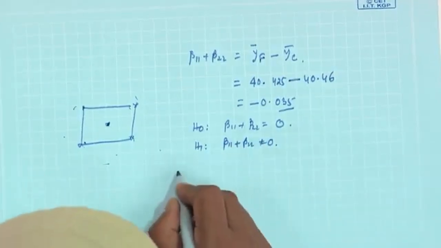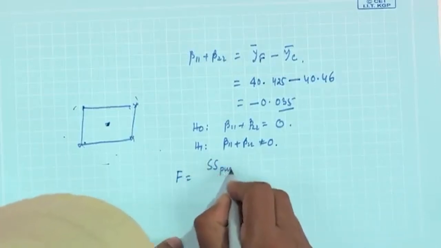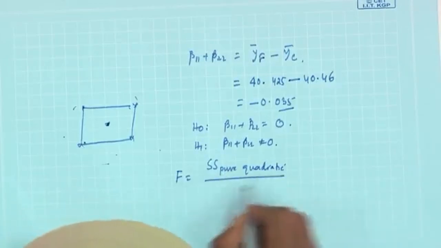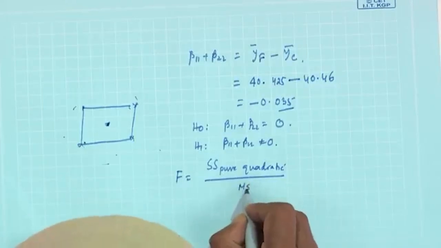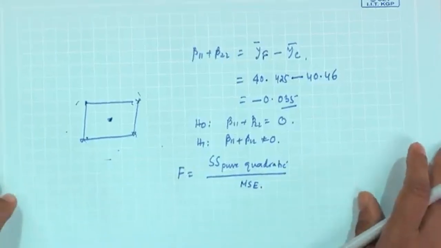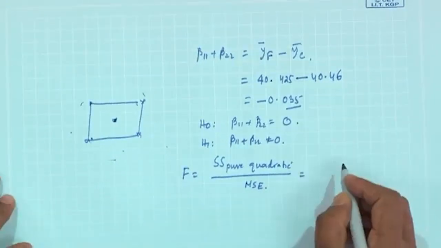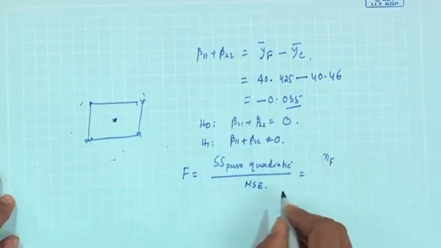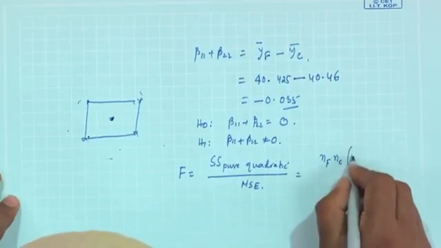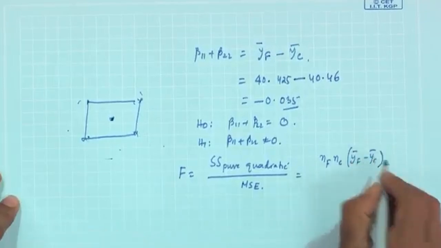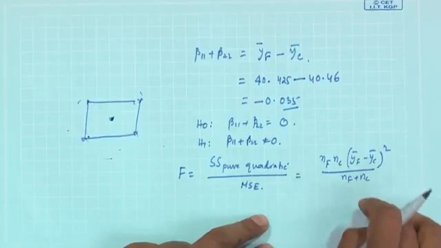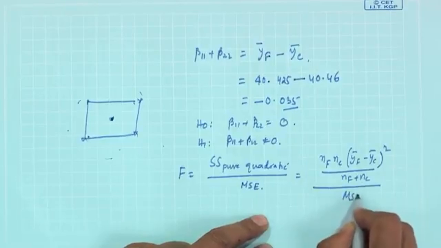So, what do you require to do now? In order to conduct the F test, you require to know SS pure quadratic divided by, obviously, sigma square, that is MSE. Now, how do you get SS pure quadratic? If you recall, we said SS pure quadratic is the number of points at the factorial points into the number of points at the center into y f bar minus y c bar, its square, divided by n f plus n c, and it has 1 degree of freedom, divided by your MSE.